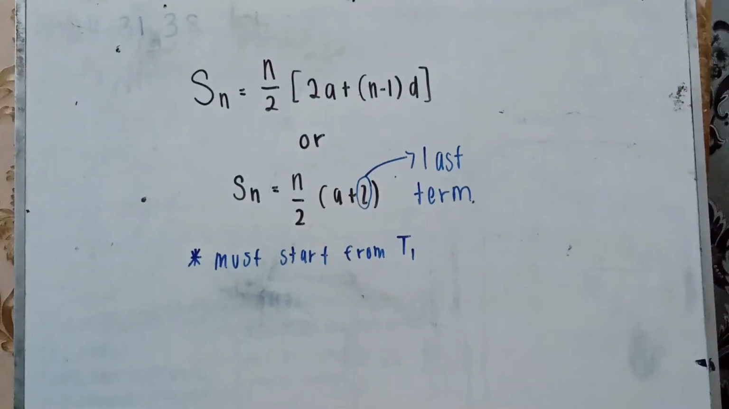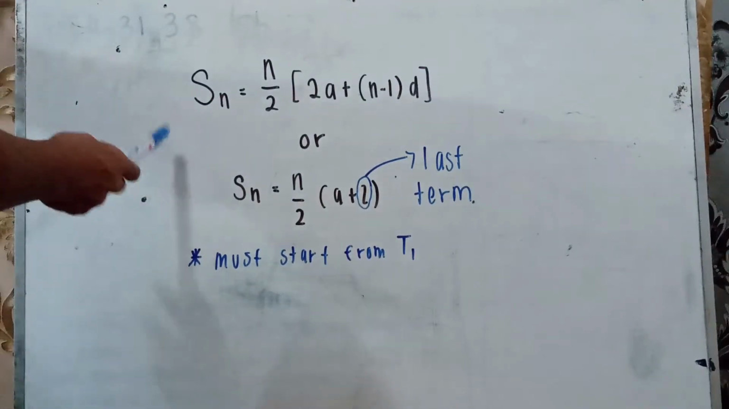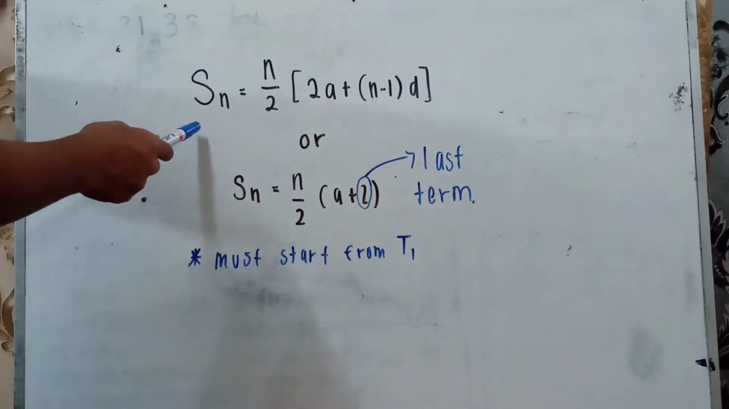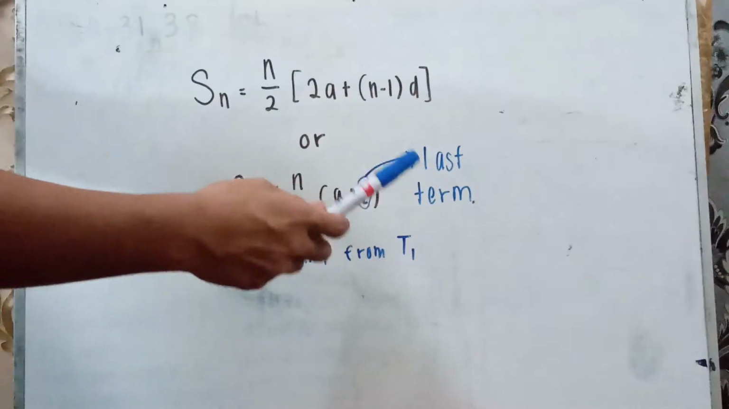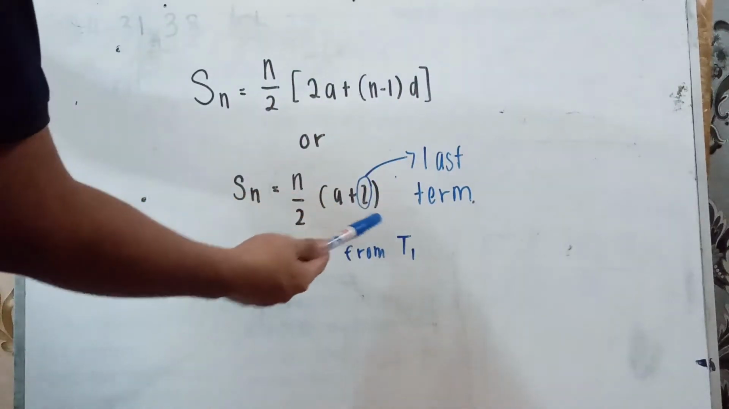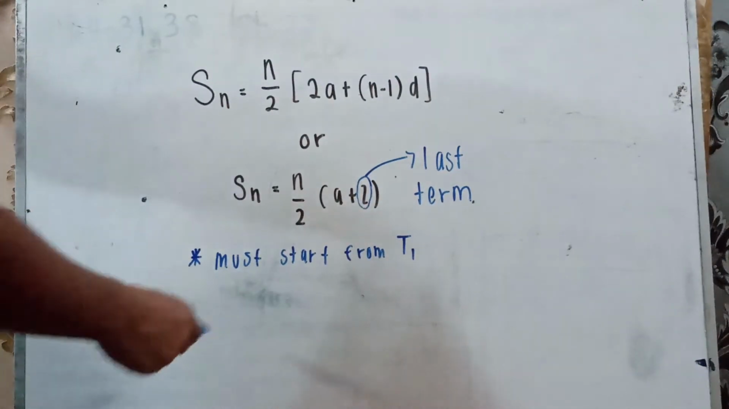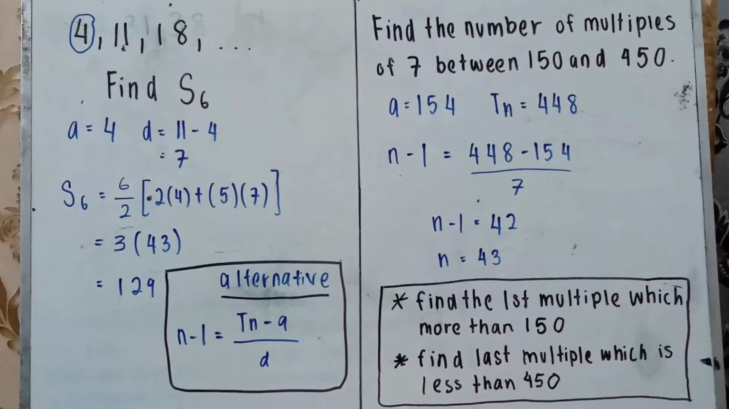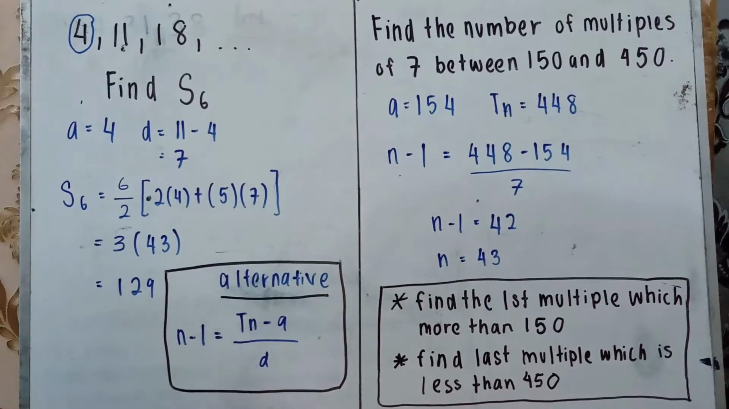Now, let's move on to the sum of the first n terms. This is the formula that we are going to use. There are two formulas, but the second formula is used when we are provided the last term. And remember that the sum of the first n terms must start from T1, not from T3, not from T5. Now we will do some exercises that require the formulas that we just saw.